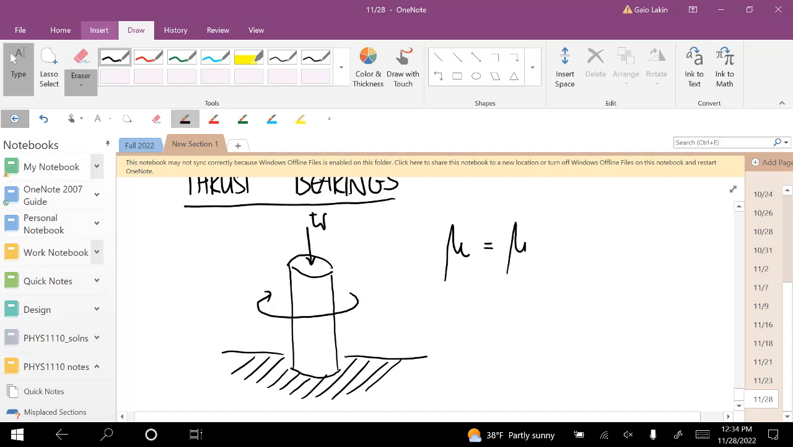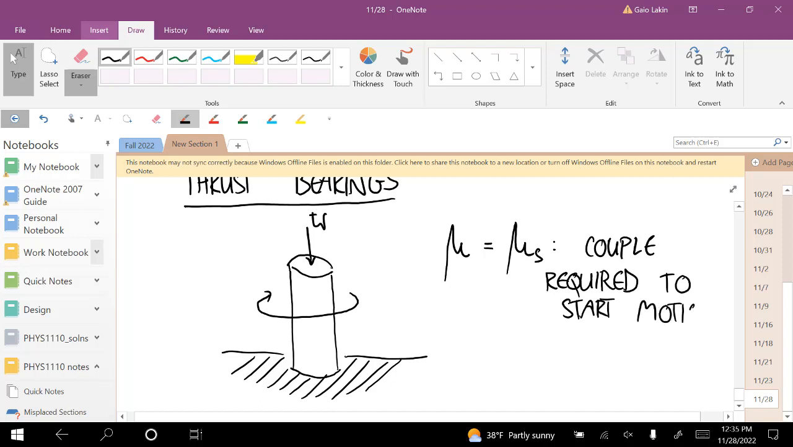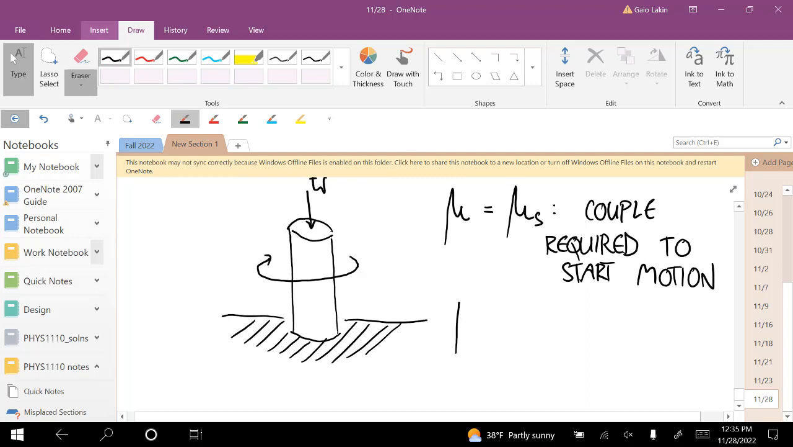This can be a static friction coefficient if you're looking for what couple is required to initiate motion. Or this can be a coefficient of kinetic friction, if you're looking for the couple required to maintain a constant angular velocity.